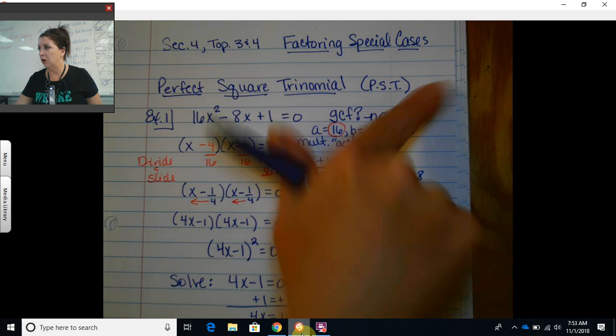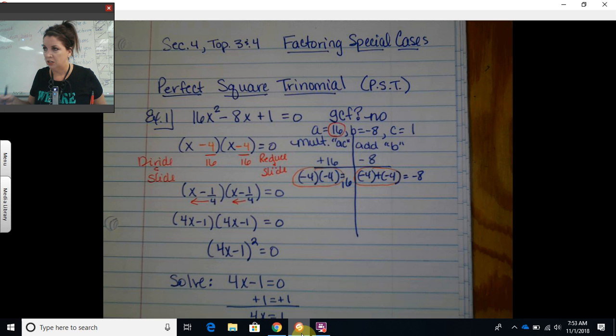And if it is a perfect square trinomial, we can get right to the factor without going through all of the divide and slide stuff. Okay? You can still do it. If you forget, do divide and slide, because you don't want to get it wrong on a test, right? But if you know for sure that's a perfect square trinomial, you can factor it just like that.